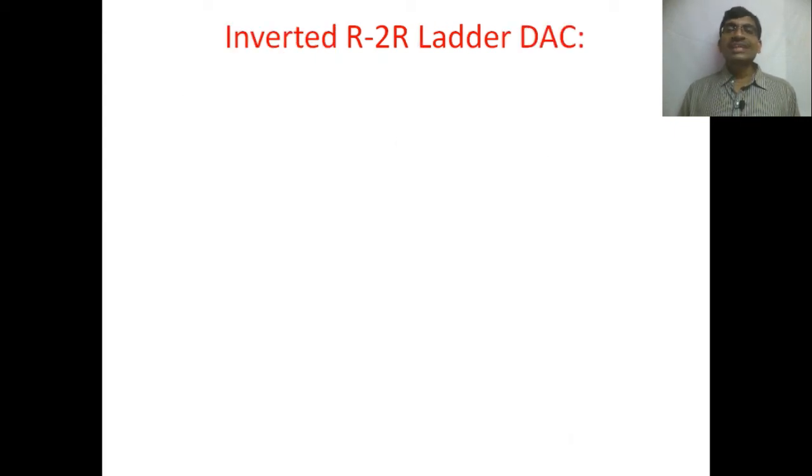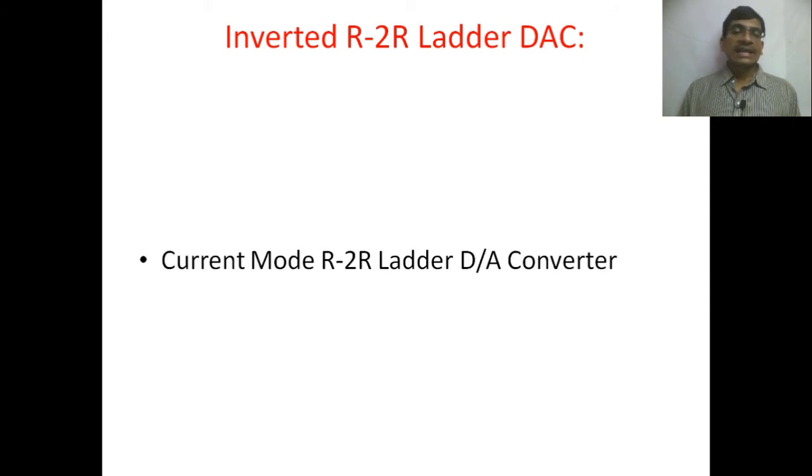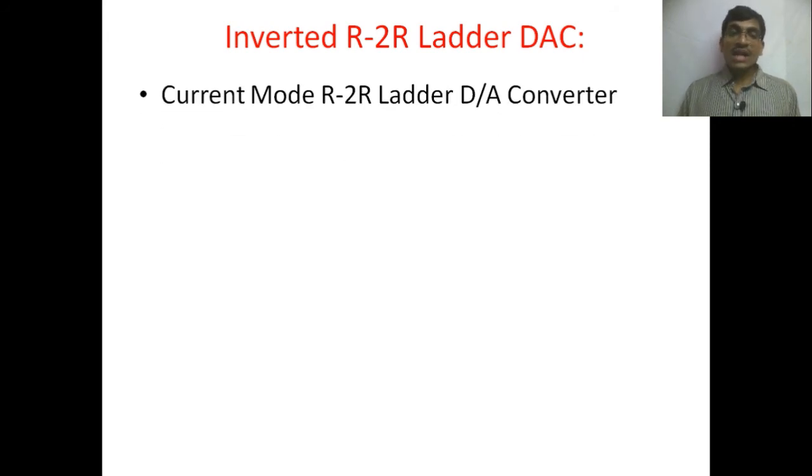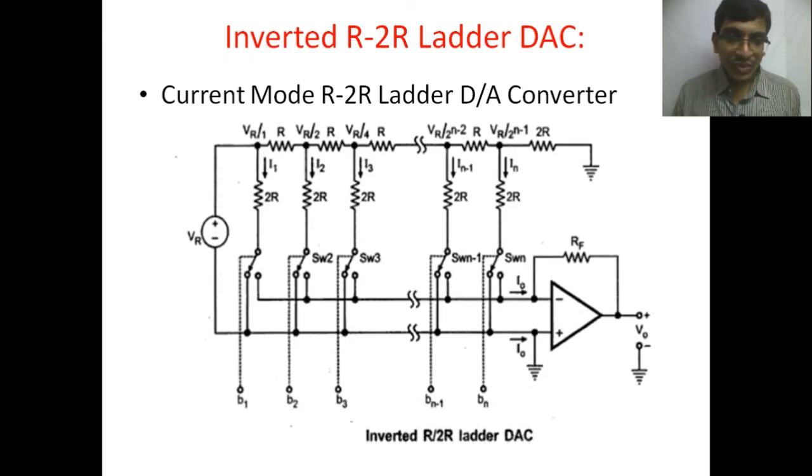Next we are going for the inverted R2R ladder DAC. It is also called the current mode R2R ladder DAC. This is the circuit for the current mode R2R ladder or inverted R2R ladder. So whatever we have seen is a non-inverted, or just R2R ladder DAC. Okay, in the examinations if they mention R2R ladder DAC, we have to write that one only. If they specifically ask about the inverted R2R ladder DAC, then we can go for this circuit.